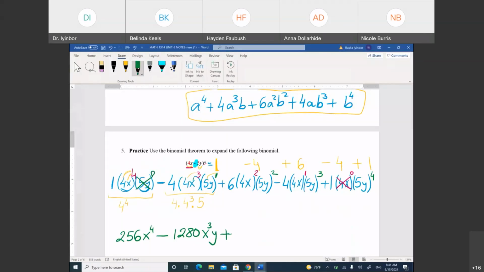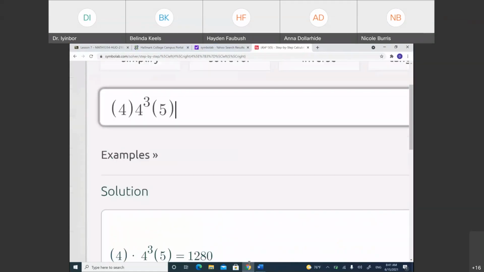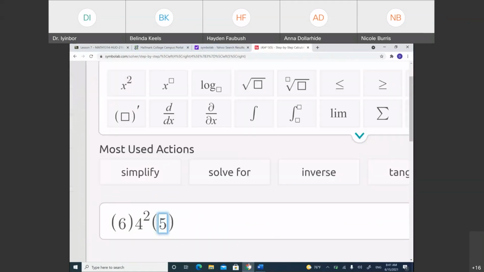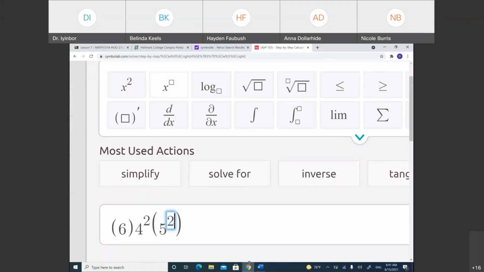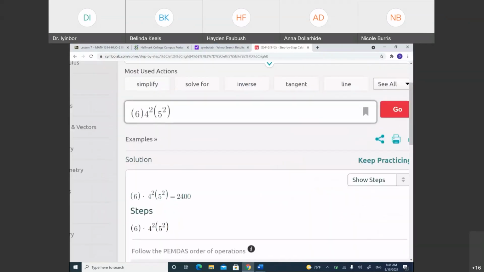Then I'm going to go to the next number. The next coefficient, I'm multiplying 6 times 4 squared times 5 squared. Everybody see that? Because I have to square 4 and I have to square 5. So what is 6 times 4 squared times 5 squared? Let's do that. And that's 2,400.